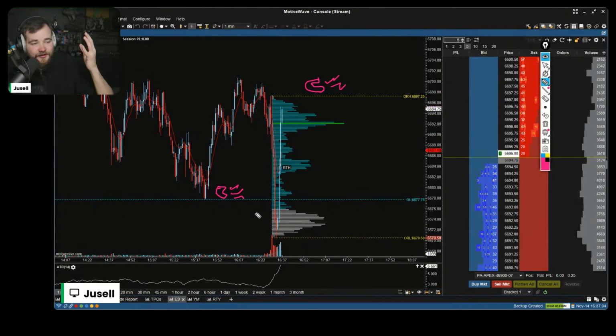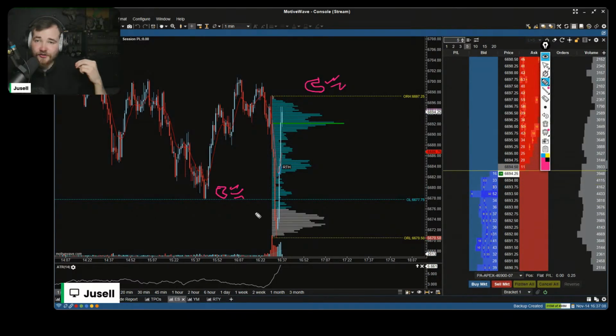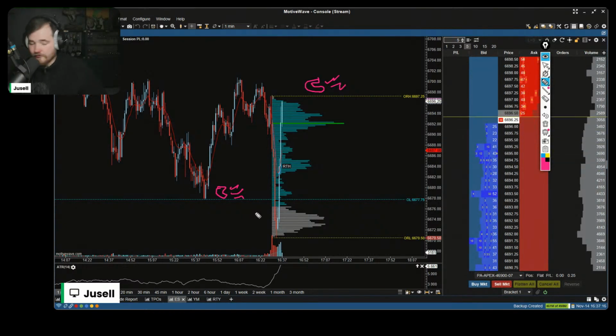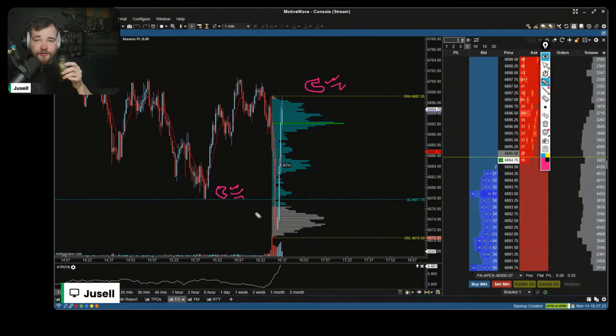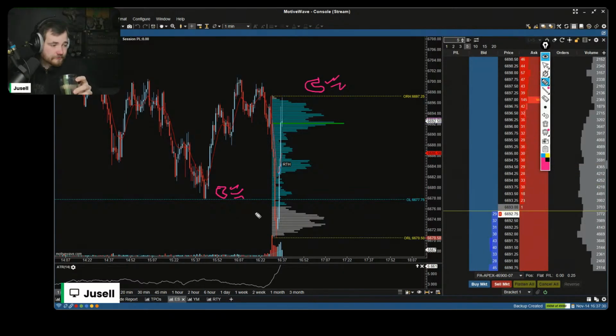It went and took the magnet, and now it's looking like it's gonna take the other one. Of course, we are not 100% sure it's gonna do that, but it's very probable. At this point, we are very close to it. Let's see if the play would have worked out just for fun. And then we're gonna go into DOM trading and forget about charts and just trade the DOM, depth of market.